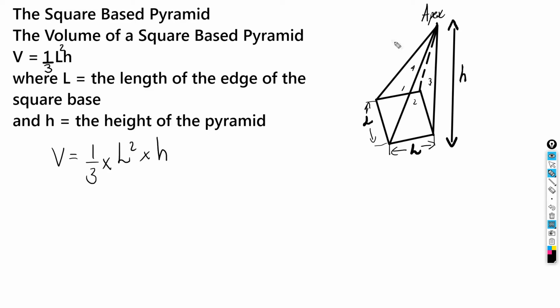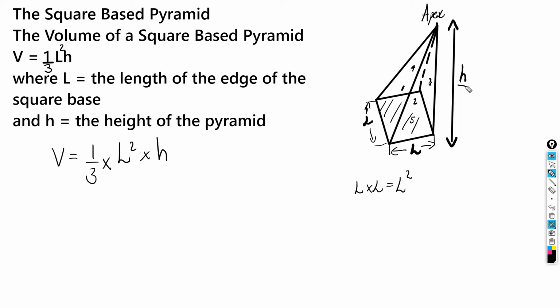So let's look at this pyramid in this case, okay? And we can see the pyramid has 1, 2, 3, and 4 triangular faces, right? And it has a square base here, which is the fifth face, right? And we can see here, if we want to find the area of this square, it would simply be the length times the length, right? Which is where we get the L squared from in the formula, right?